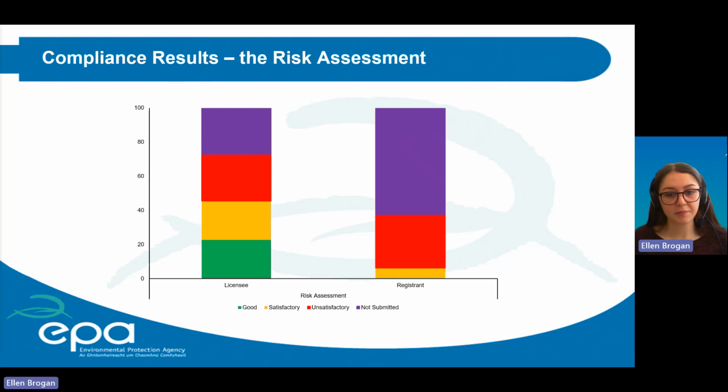The participants, both licensees and registrants, were given the option to explain why they didn't have a risk assessment. Among the main reasons given by them was a difficulty in finding a radiation protection advisor. And then the lack of consultation with the radiation protection advisor is really apparent just in terms of the quality of the risk assessment submitted.